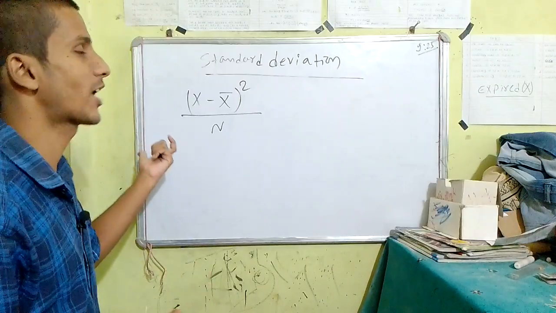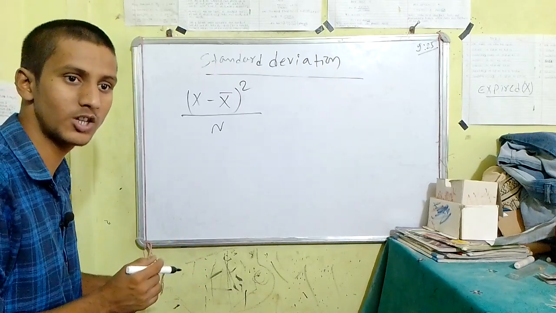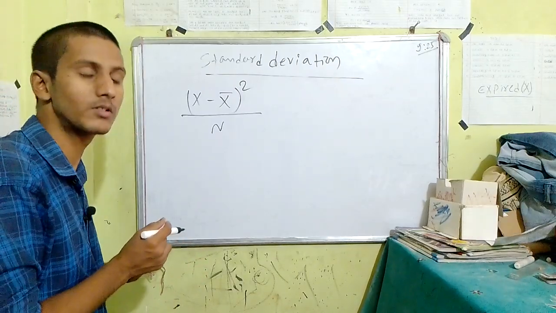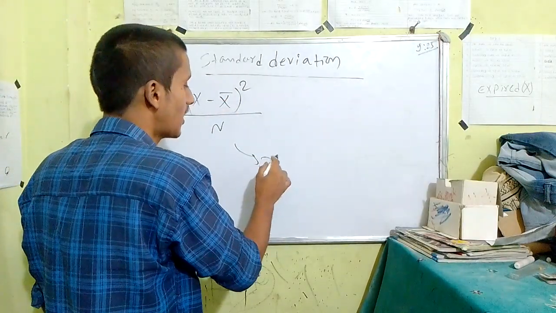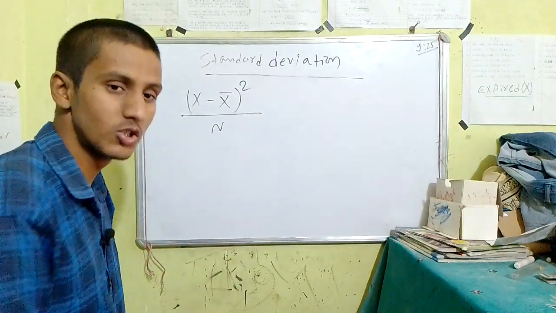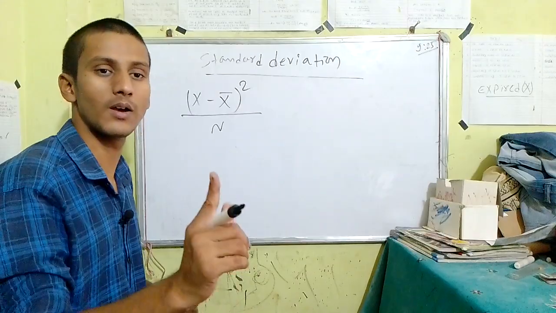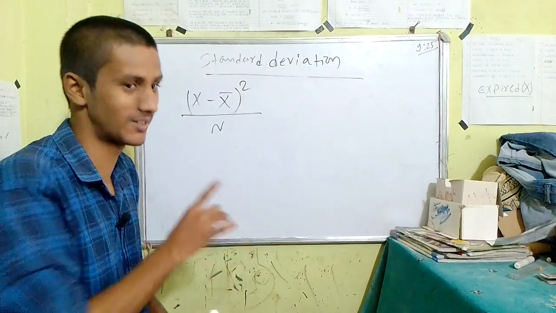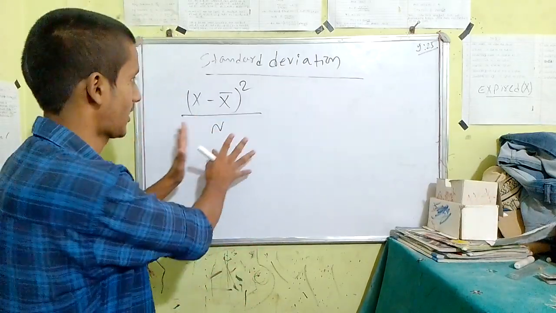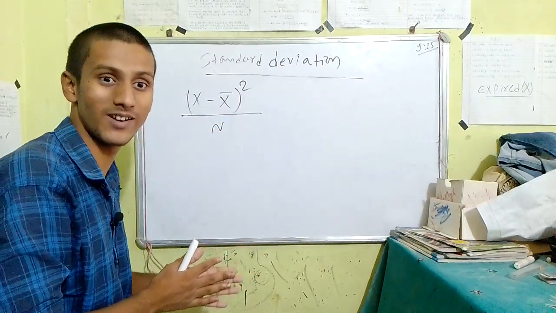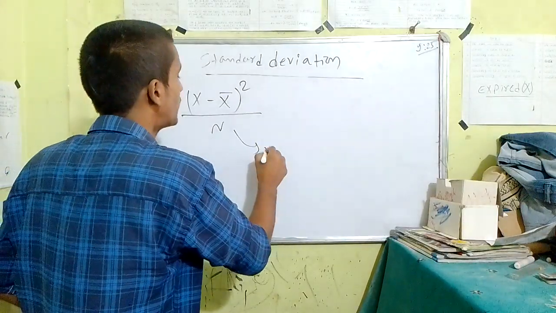But this actually doesn't give you the correct deviation. Actually, I shouldn't have used the word incorrect. It is correct. We do tend to find deviation like this. It is used for deviation, but it is termed as variance.